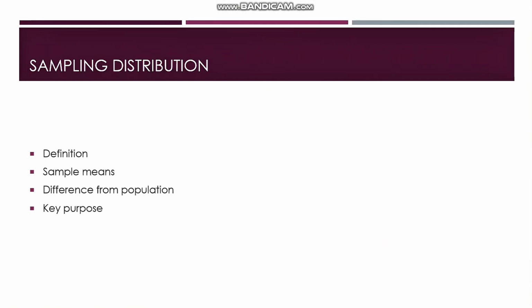This slide introduces the concept of sampling distribution. Sampling distribution is the distribution of sample means, not individual values. We take many samples of the same size, calculate the mean of each sample, and then study how these means are distributed. This distribution is a key idea behind the central limit theorem.